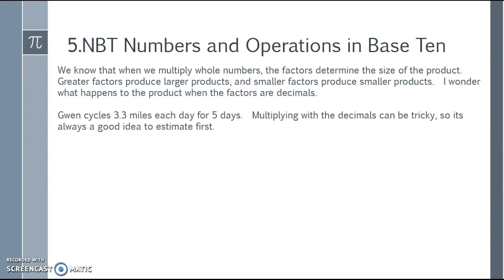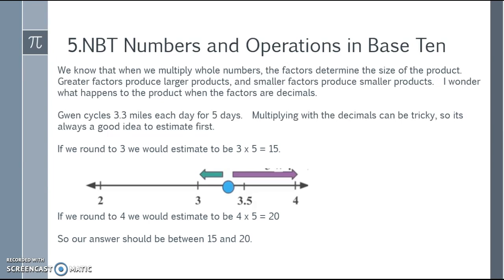Multiplying with decimals can be tricky, so it's always a good idea to estimate first. If we were to round 3.3 down to 3, our estimate would be 3 miles times 5 days for 15. If we rounded up to 4, we would estimate 4 miles times 5 days for 20 miles. So our answer should be somewhere between 15 and 20.